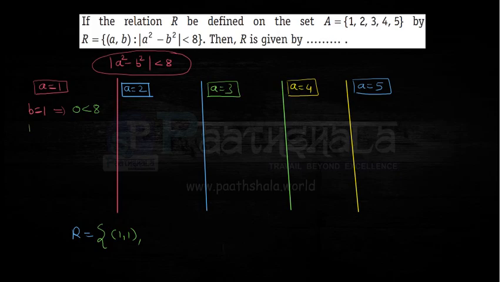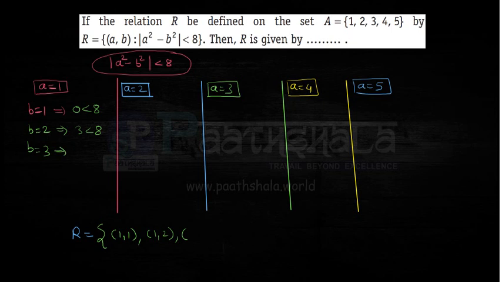Now let's take b equals 2. For b equals 2, we can see 1 squared minus 2 squared, that is 1 minus 4, which is minus 3. The absolute value is plus 3. The 3 is less than 8. So it is also satisfying, or it is a valid pair, that is a equals 1 and b equals 2.